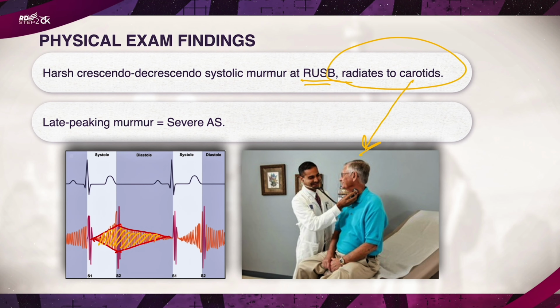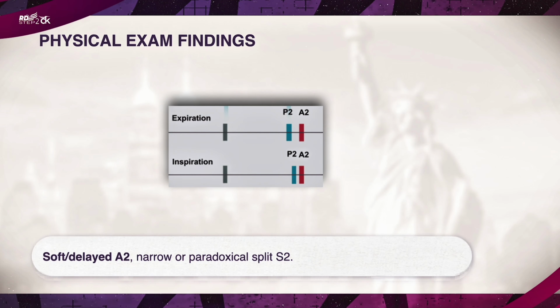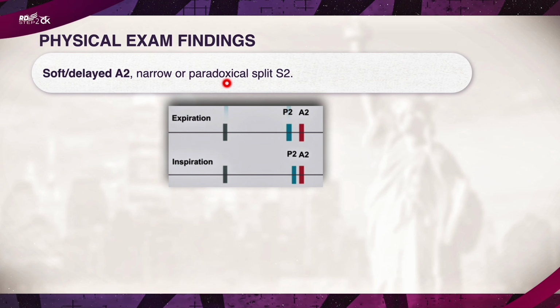You might also hear a soft or delayed A2, along with a narrow or paradoxically split second heart sound. Normally, inspiration delays P2, remember that, due to increased venous return, that's basic, which widens the S2 split, right? That's the normal, what we expect. But in aortic stenosis, A2, which is the closure of the aortic valve, is already delayed. So you might actually hear the splitting during expiration. And then during inspiration, P2 catches up to A2 that was late. So P2 gets late with inspiration and then catches up with A2 and then the split disappears.